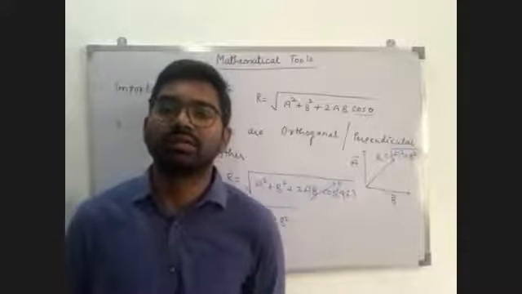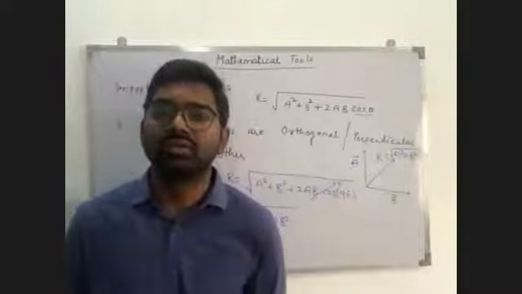Is it clear? Shall I tell you the fourth point? Okay, listen carefully, write down the fourth one. Write down the resultant of two vectors A and B.